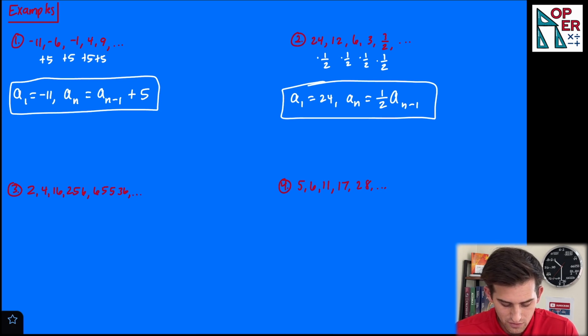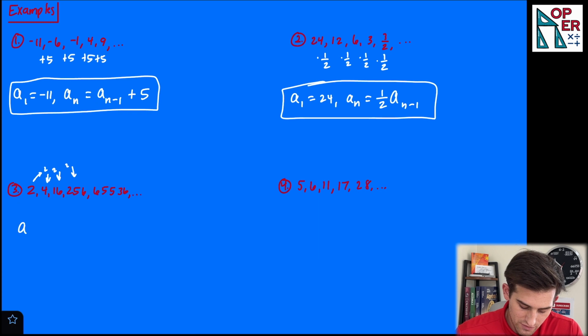So for number 3, we have 2, 4, 16, 256, 65,536, and so on and so forth. Hopefully you're noticing that something is being squared here. My first term is 2, my second term is 4. If I take 2 and square it, we get 4. 4 squared would be 16, 16 squared would be 256, and so on.